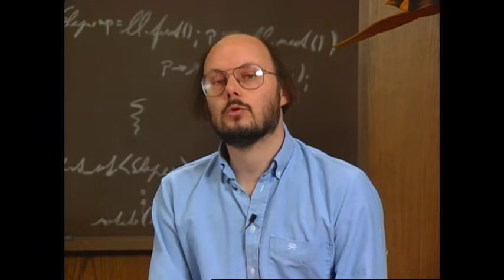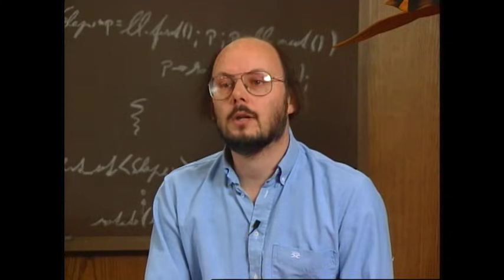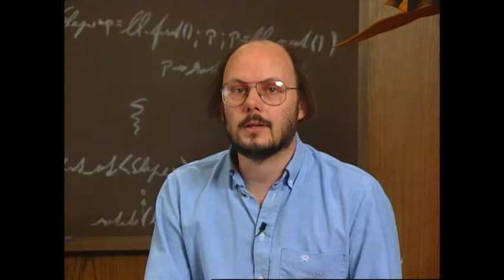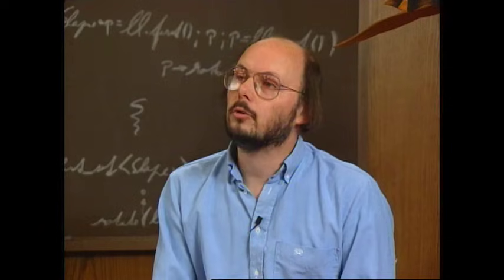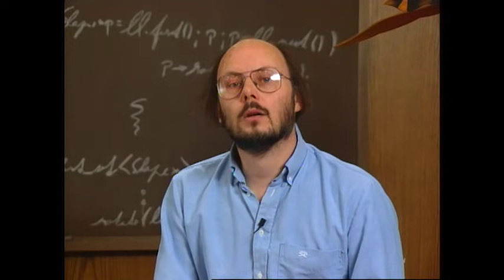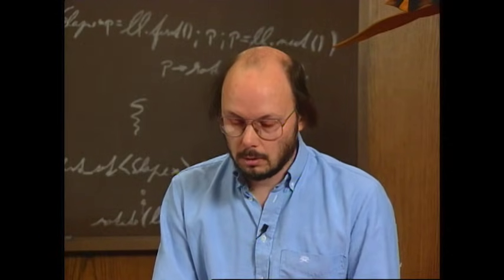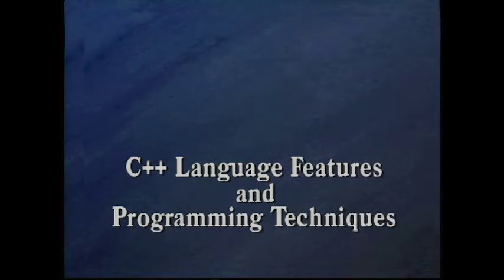Another technical rule that was useful was that the language should provide the same support for user-defined and built-in types. As a user, it shouldn't matter to you whether the type was invented by Dennis Ritchie when he designed C, or by me when I provided a standard library, or by you when you were writing your application. The rules for scope, for type checking, allocation, deallocation, all of that should be the standard rules of the language. Out of these rules came C++.